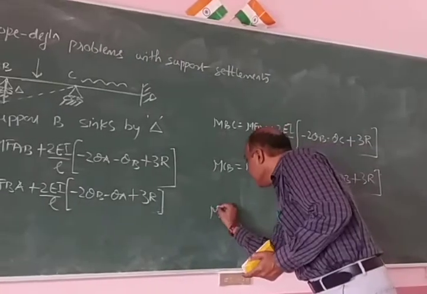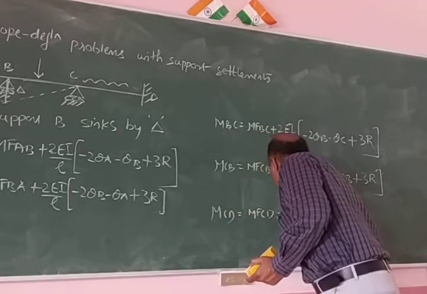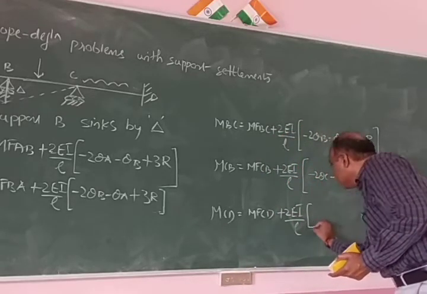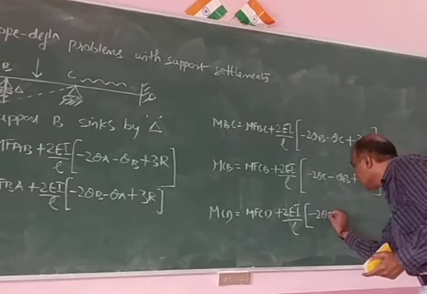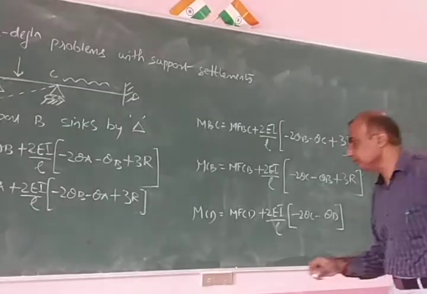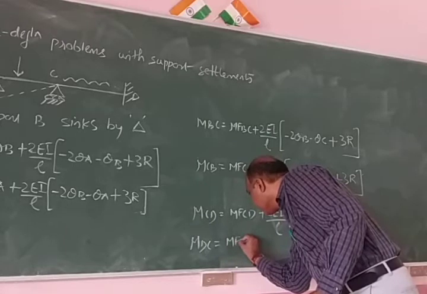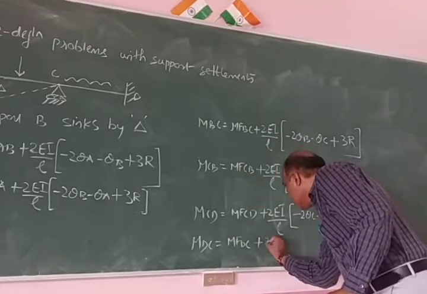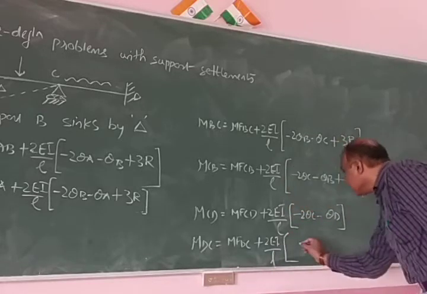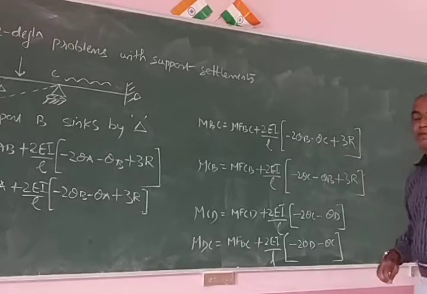Now if you look at MCD, which is equal to MFCD plus 2EI upon L (2 theta C plus theta D), there is no R; I will explain that. MDC is equal to MFDC plus 2EI upon L (2 theta D plus theta C). So these are the slope deflection equations.